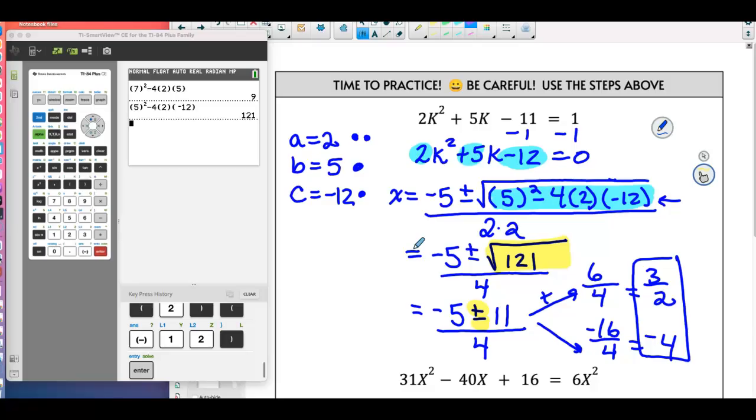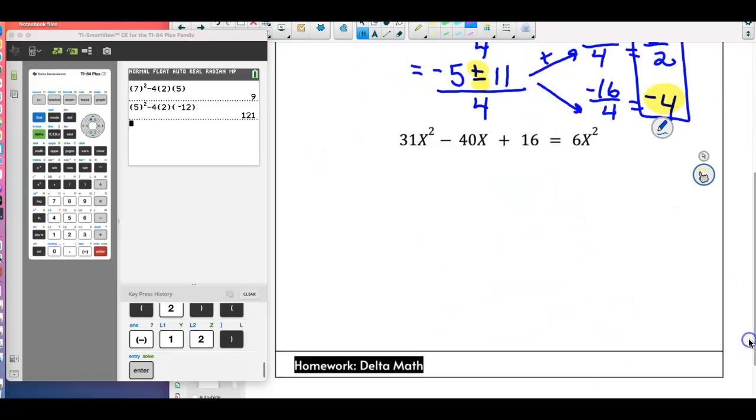Actually, for this one, it's k. So it's easy to make that into a k. What that means is if I were to take negative 4, go plug it in here and here on my calculator, and do 2 times negative 4 squared plus 5 times negative 4 minus 11. I'll get 1. Go try it if you don't trust me. I think you should trust me.